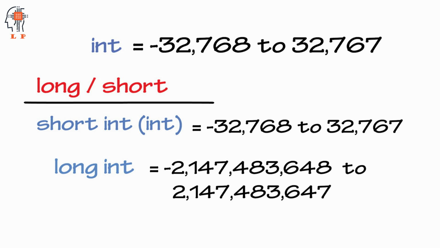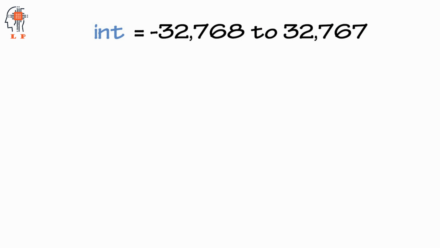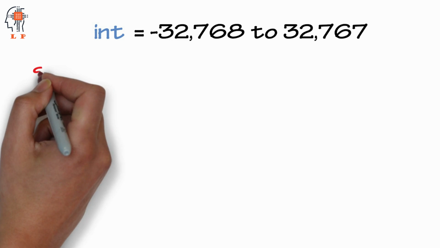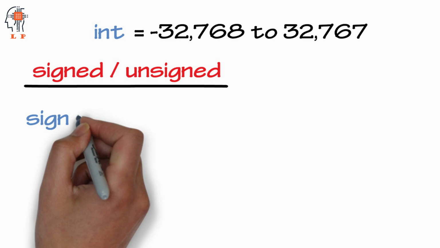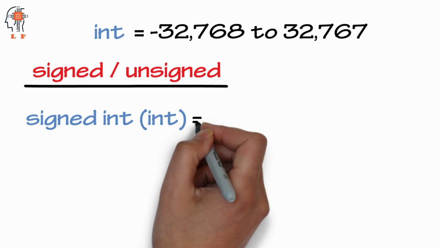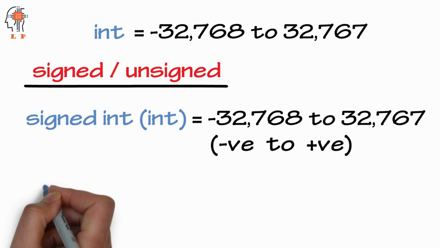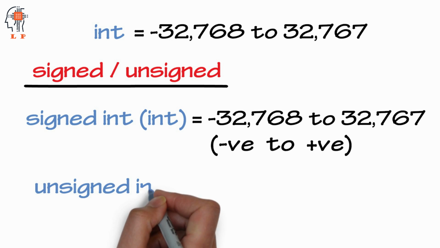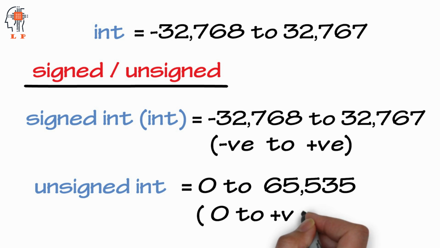Now, let's move on to the next type of modifiers. We know that integer can have a negative value to positive value. That's the range of an integer data type. But what if you don't need the negative part? That's when signed or unsigned modifiers come into play. Signed integer means by default an integer that can store negative to positive values. But if you use unsigned integer, you can store values from 0 to 65,535. That means 0 to a positive value. And also the range doubles. The concept might be clear to you.